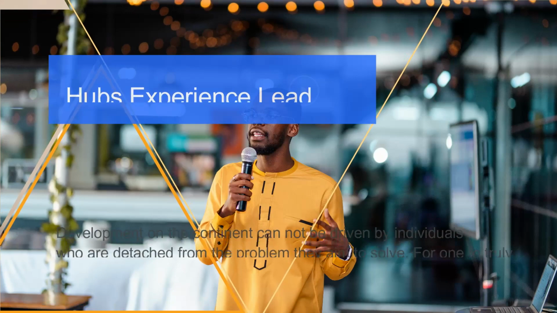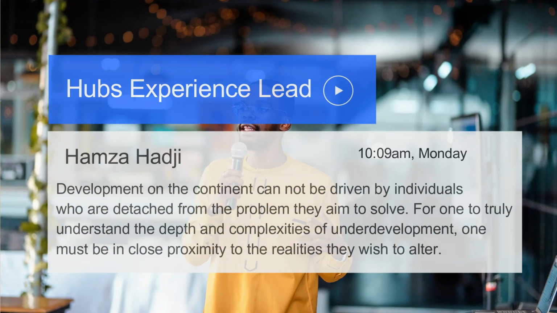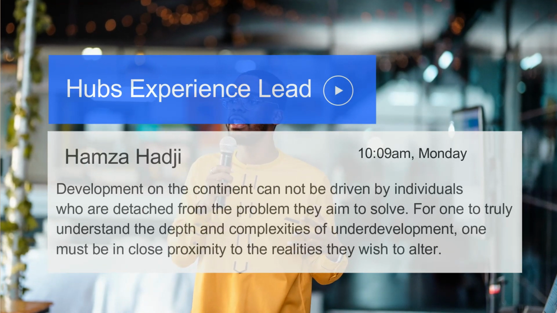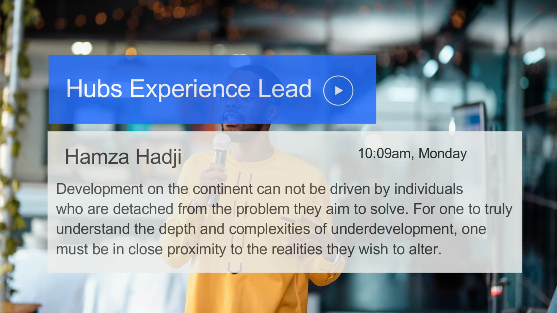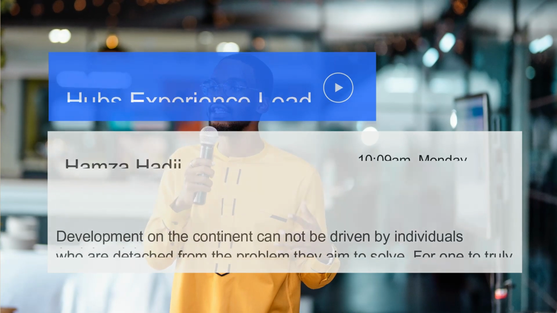And if most of this has sounded a bit too complicated, let me read a line or 2 from the hub's experience lead's address in the newsletter that came out in December of 2022, because those lines, that's it. Check it out. Development on the continent cannot be driven by individuals who are detached from the problem they aim to solve. For one to truly understand the depth and complexities of underdevelopment, one must be in close proximity to the realities they wish to alter.